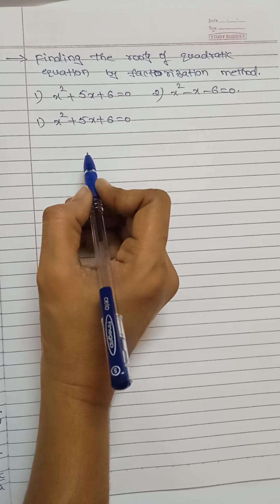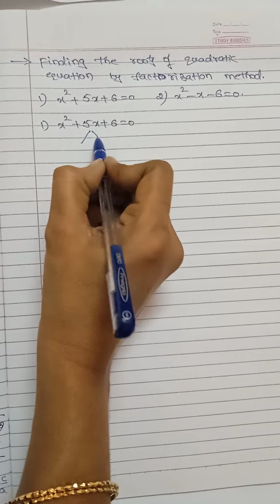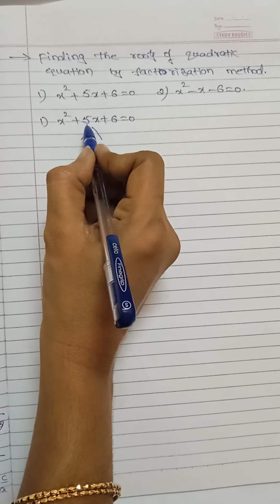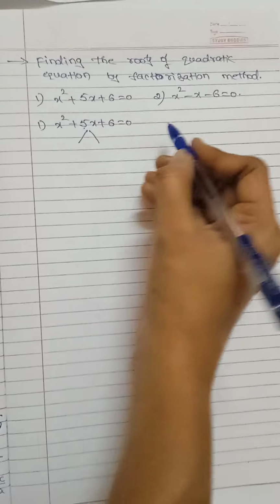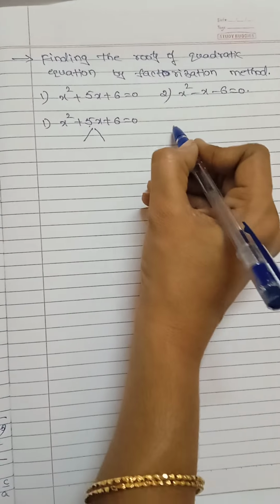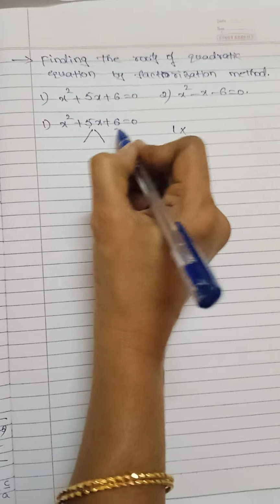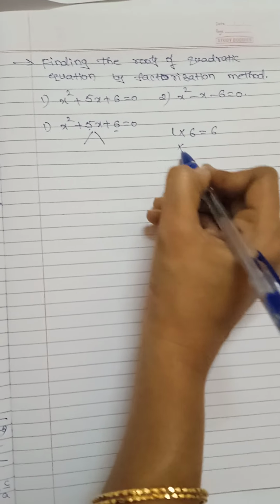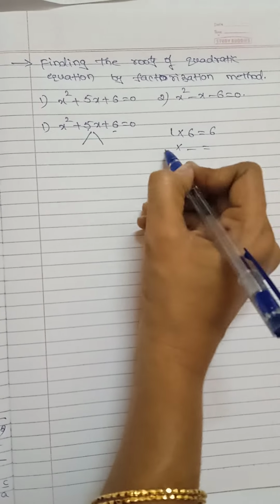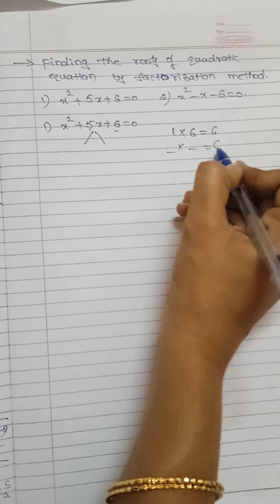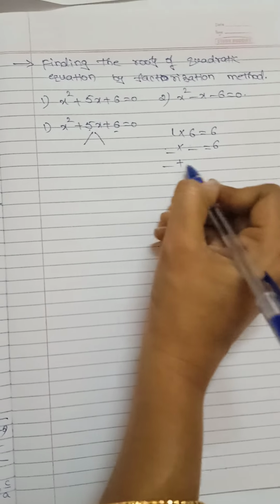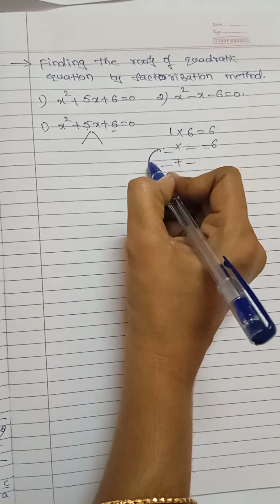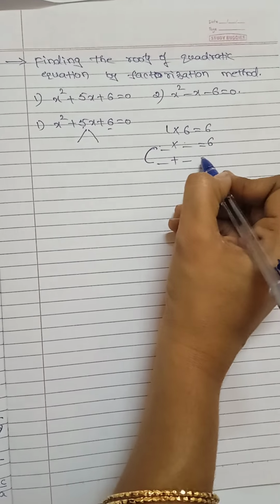What is the factorization method? It means splitting the middle term. We have to split the middle term 5 in such a way that, we take the x square coefficient 1 into the constant, which is 6. So 1 into 6 is 6. We have to take two numbers such that if you multiply these two, you get 6, and when you add these same two numbers, you should get 5.